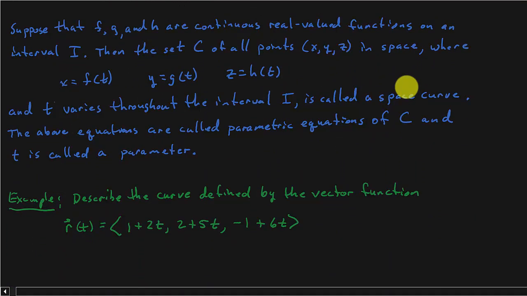All right, so let's look at this. Suppose that f, g, and h are continuous real-valued functions on an interval I, then the set C of all points x, y, z in space, where x equals f of t, y equals g of t, and z equals h of t, and t varies throughout the interval I, is called a space curve. The above equations are called parametric equations of C, and t is called a parameter.